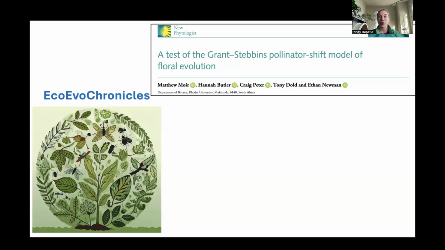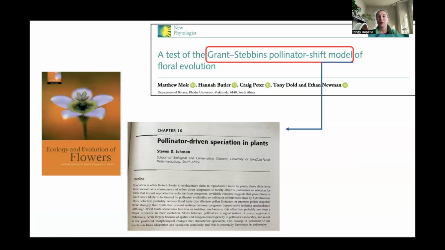But first, what we should talk about is what is the Grant-Stebbins pollinator-shift model? It was first published in this chapter of this book called Ecology and Evolution of Flowers. And the chapter is called Pollinator-Driven Speciation in Plants.